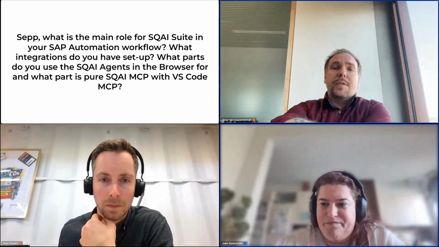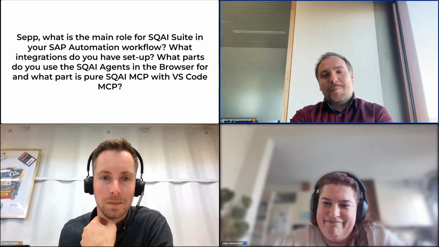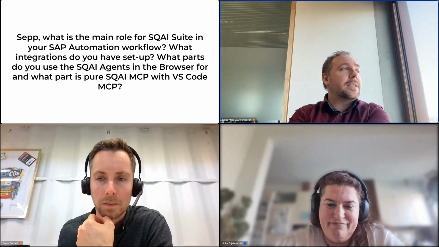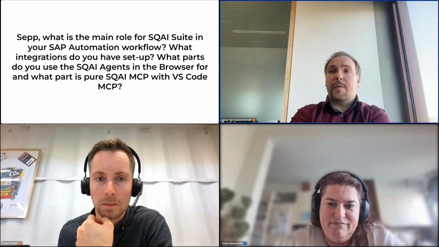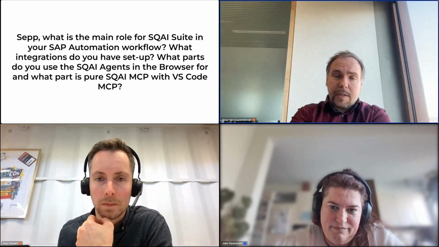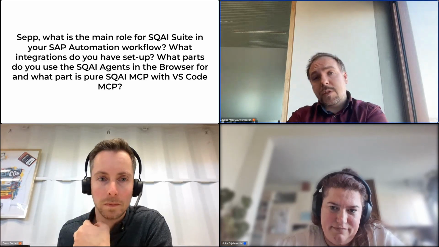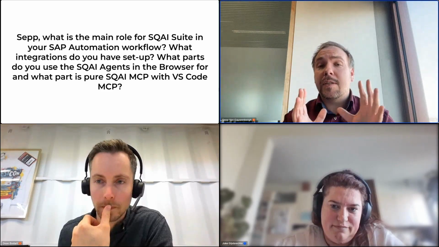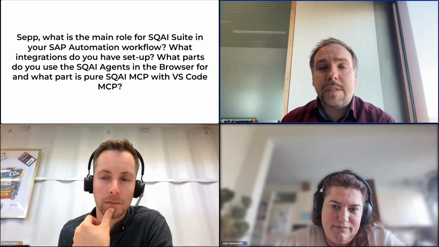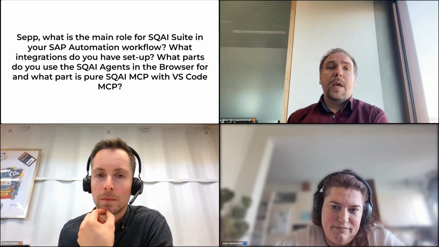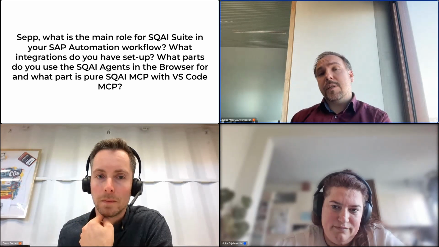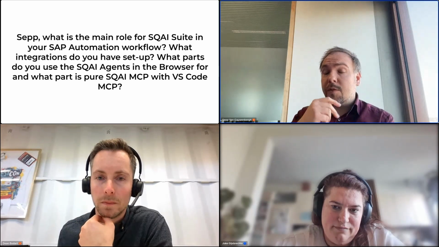Great question. Our SQAI currently has integrations with both GitHub and TestRail to get the test cases, to push the test cases, to edit test cases. That's all TestRail. For GitHub, it's to make certain pull requests and so on. Where we use SQAI agents for the browser is basically two main parts.